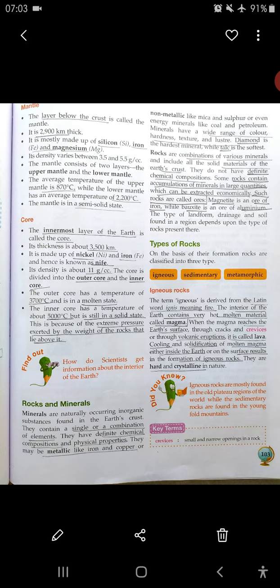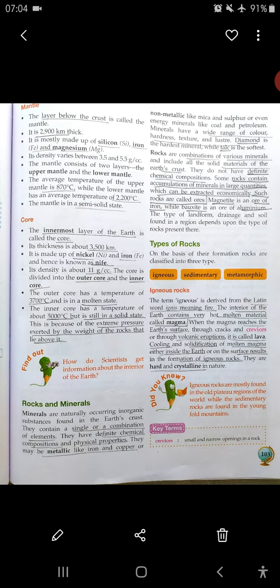Now, so this is the information about minerals. Now we'll move towards rocks. What are rocks? Okay, so rocks are actually combinations of various minerals and include all the solid materials of the earth's crust. So rocks are actually a combination of minerals. We have learnt about minerals, and now what are rocks? Rocks are a combination of various minerals.